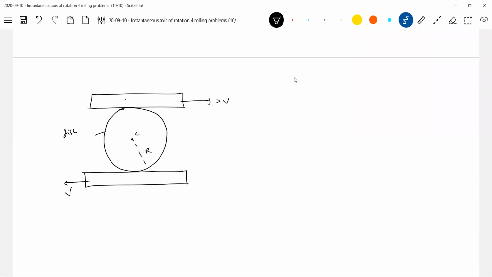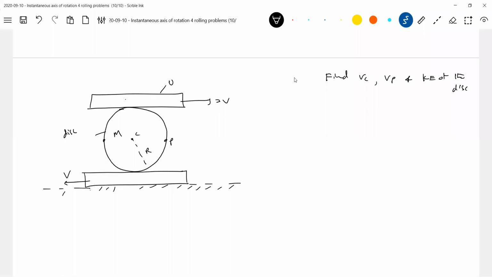Radius r, mass m. So what is the velocity of the upper and lower belt? 2v and v. So I want first the instant center, then the velocity of point P, the velocity of center of mass. Find VC, VP, and the kinetic energy of the disk.